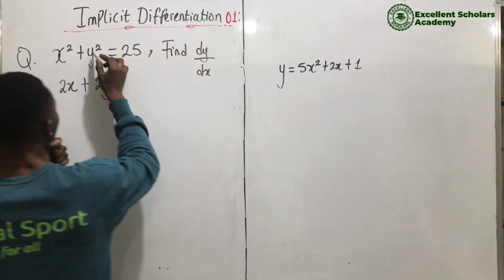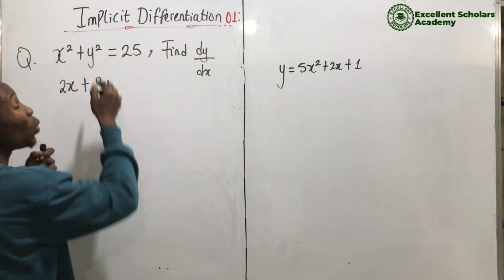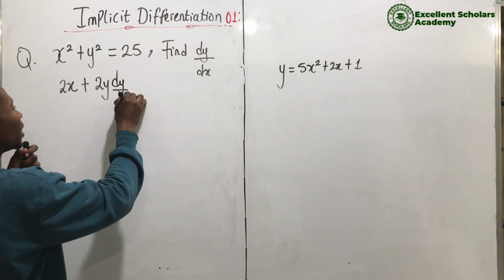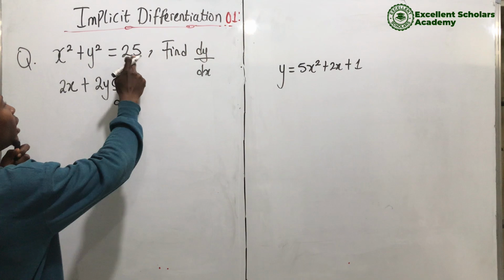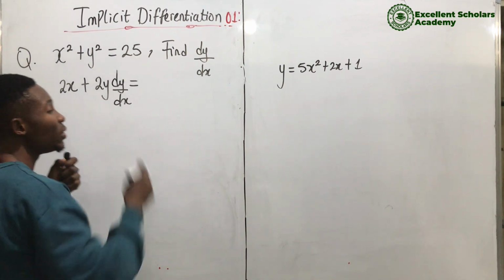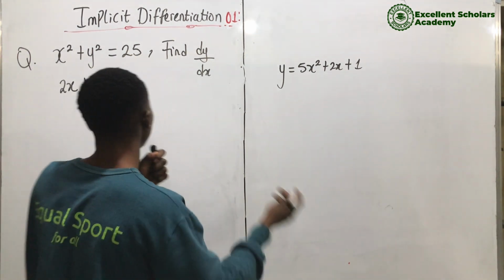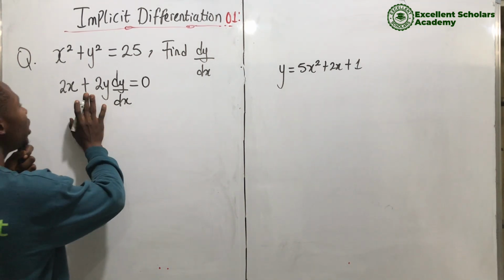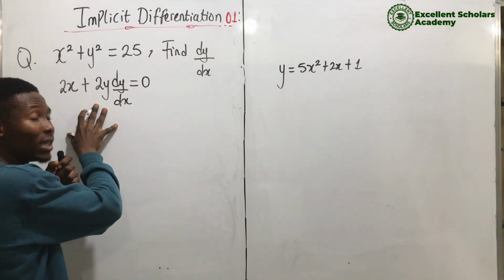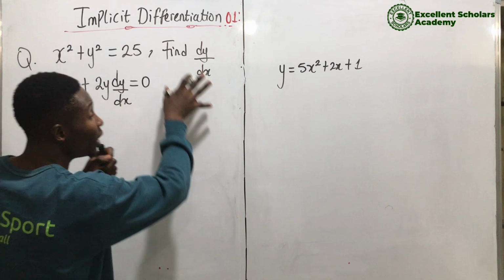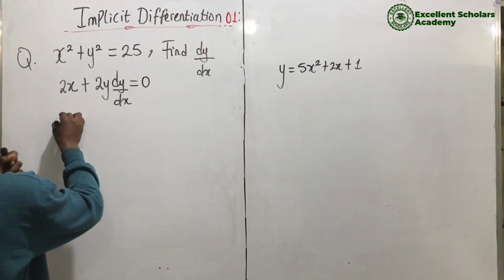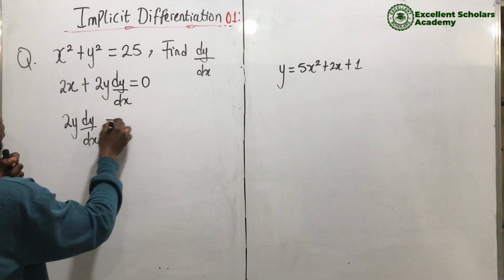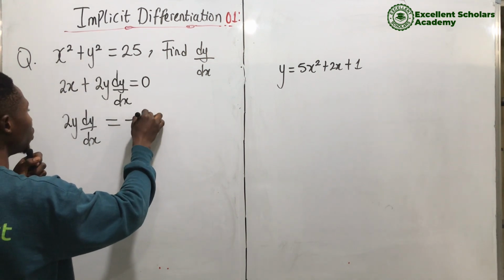Then, differentiating the function of y, we must add the dy/dx to the back. So if you differentiate y squared, it becomes 2y, but you must add the dy/dx to the back of the y function. Now, it's equal to, if you differentiate 25, 25 is a constant, you get 0. Okay, so now we're going to leave every term that has the dy/dx on our left hand side and take any other term to our right hand side. So this becomes 2y dy/dx equal to, take this here, minus 2x.